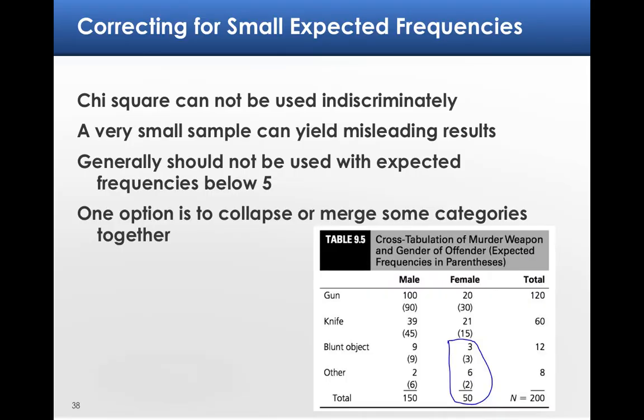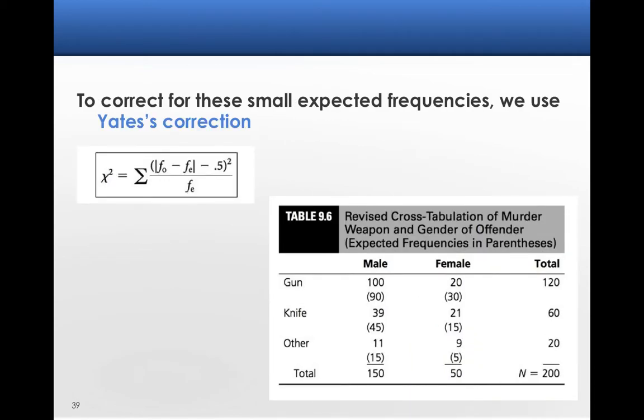We also want to correct for small expected frequencies because chi-square cannot just be used indiscriminately. A very small sample can be a problem. So if you look down here, when we look at these different types of weapons, look at these 2 that I have circled. Only 3 females used a blunt object and 6 used other. Those are really small numbers. So we might want to collapse blunt object and other together. We want to have gun, knife, and other. We can also use Yates correction. When we collapse them, we're going to use Yates correction.